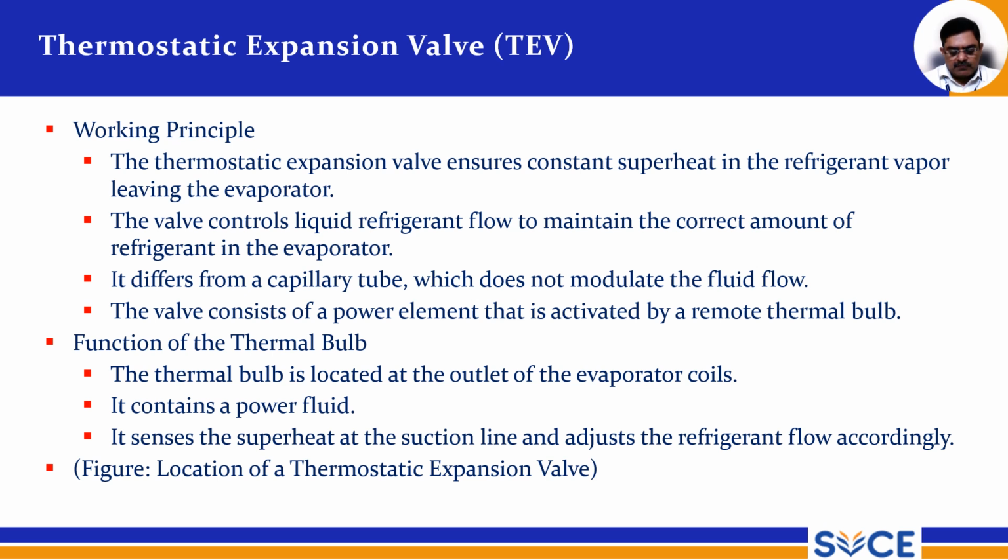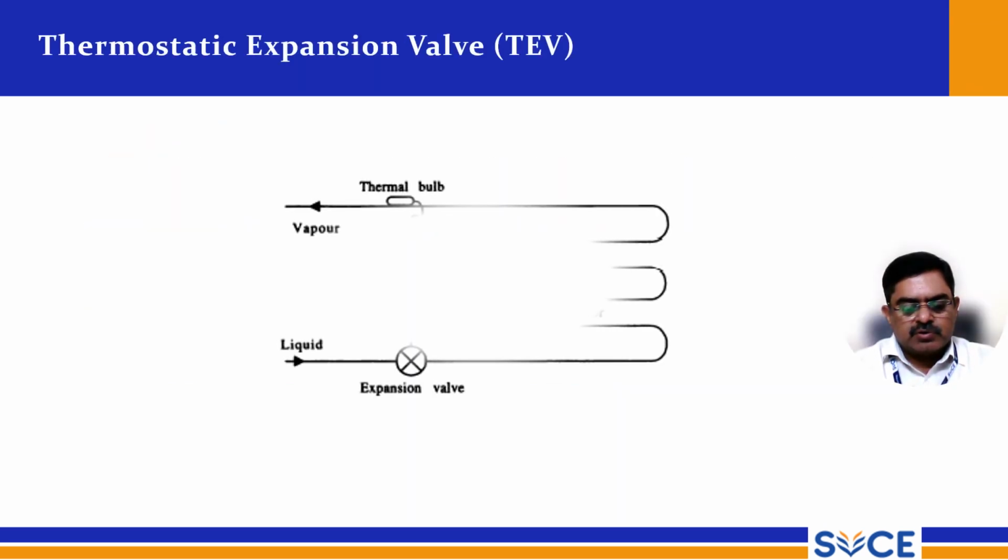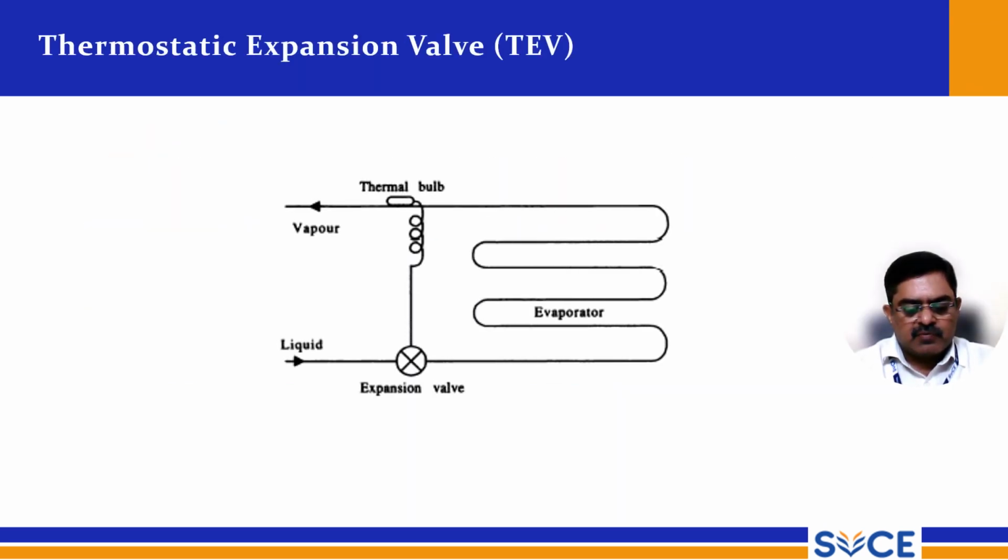I will show you the figure. Here this is the thermostatic valve, which we have already seen in an earlier session. This is the expansion valve, and it is connected to the evaporator. This expansion valve takes care of how much quantity is to be supplied to the evaporator. And the thermal bulb is placed here; this is the thermal bulb in the thermostatic expansion valve.